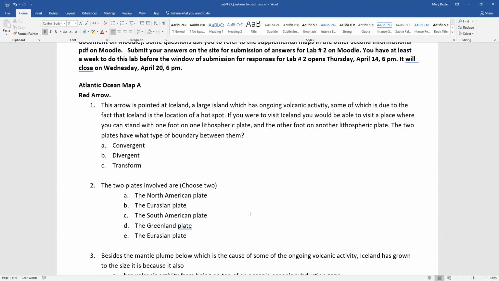And this is where new magma is coming up, making new rock, and then it's splitting apart, going away from each other. So it's like two halves moving away from each other. So what kind of boundary is that? Is that convergent, divergent, or transform? So let's go take a look at that map.